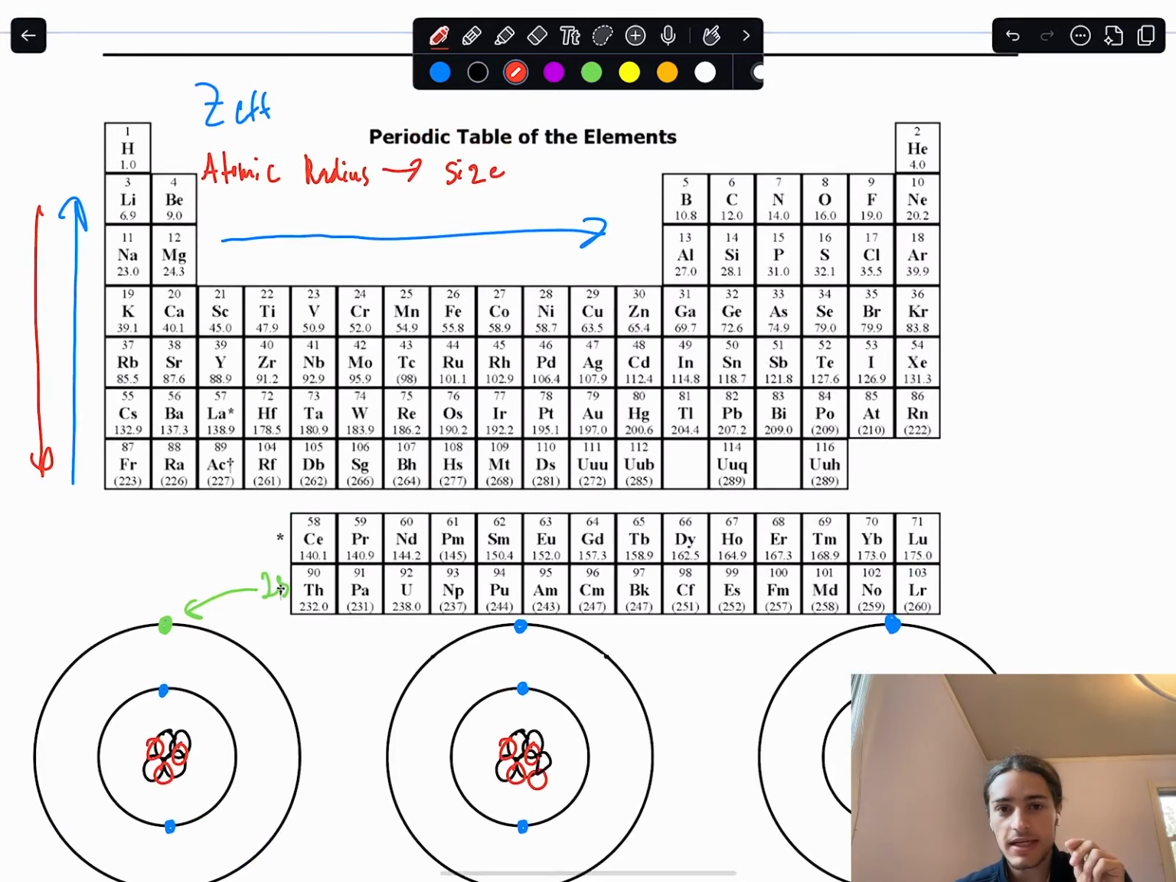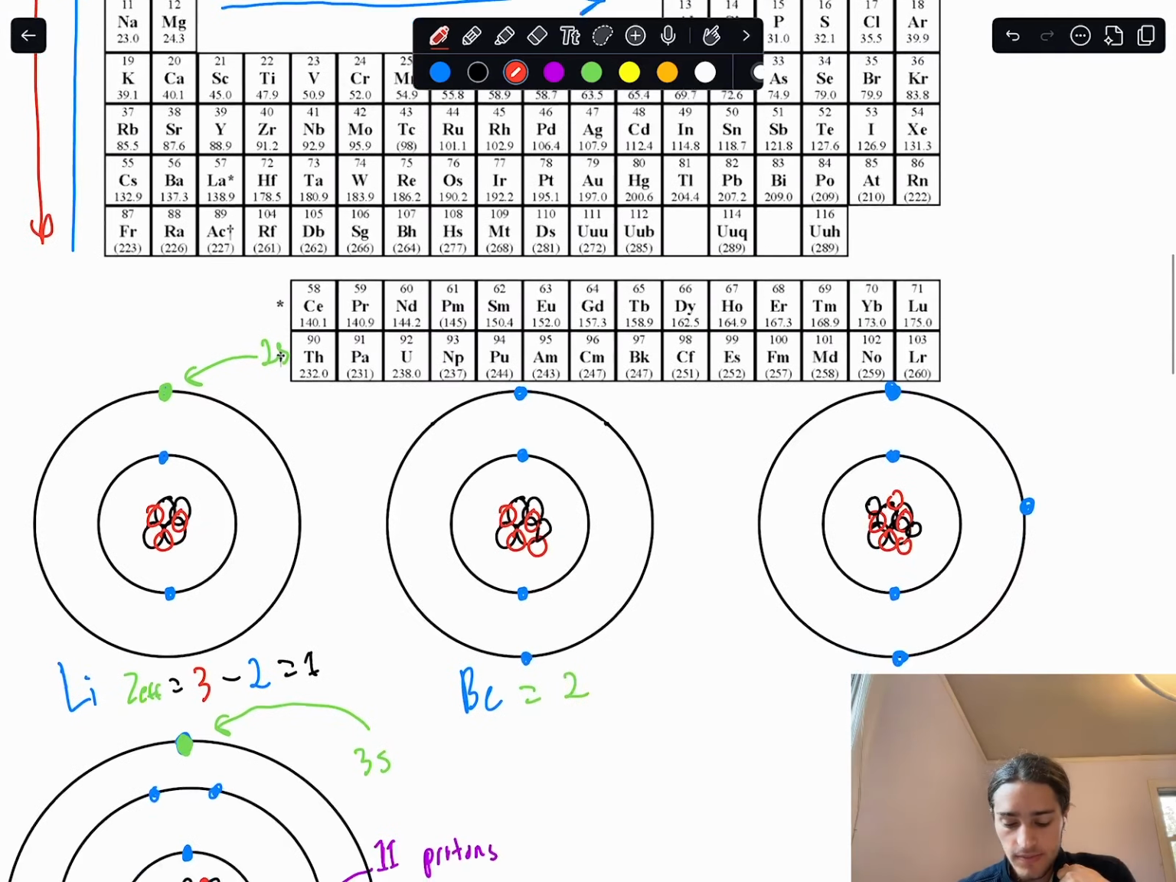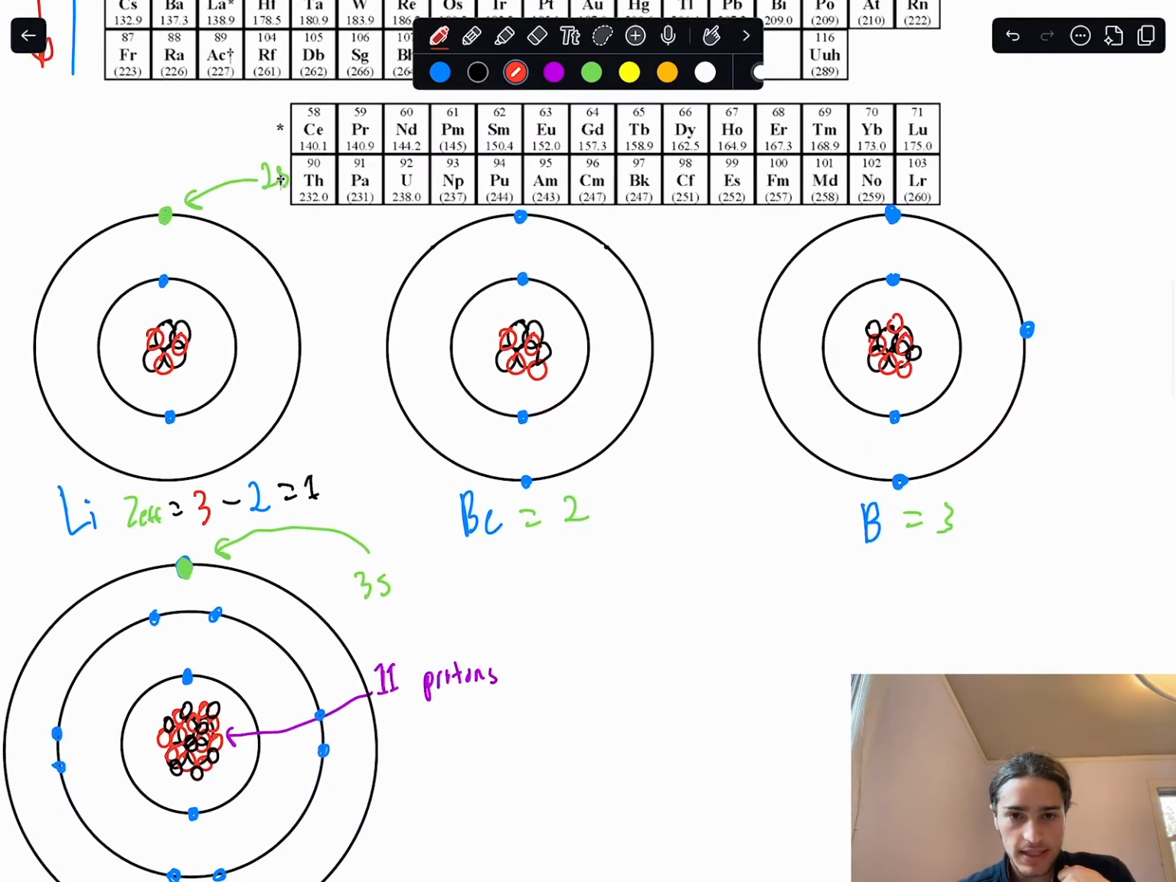But the tricky one is thinking about going across a row. I think it's pretty easy to look at this and say, okay, the logic's the same, right? If I go from lithium to beryllium to boron, they must be getting bigger because I'm adding more stuff. But it isn't the stuff that we add that's making the atom bigger, right? It's not really the protons or the electrons themselves. Really, what determines the size of the atom is the orbitals.